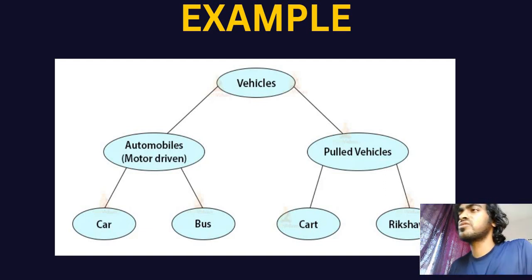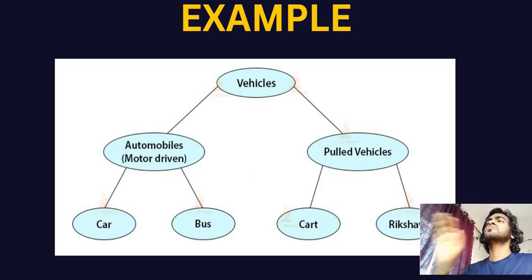In pooled vehicles, there are also carts and rickshaws. Some pooled vehicles we use through animals, and some through humans, and both are used for transport. You can see a car or bus, like automobiles and pooled vehicles, have some separate property. Automobiles work on oil and electricity, while pooled vehicles do not; they are just pulled by an animal or human beings.